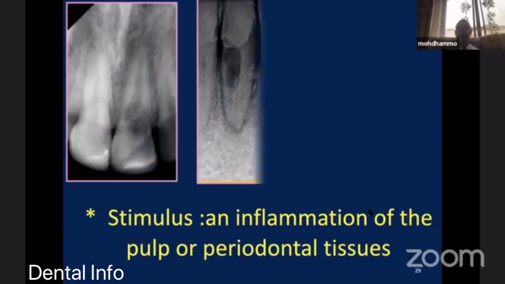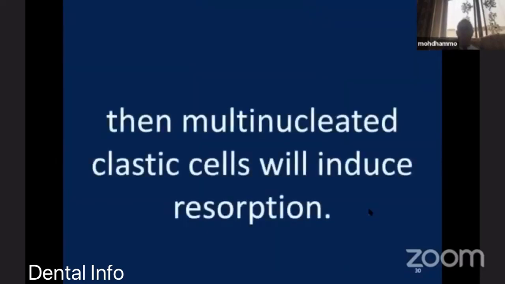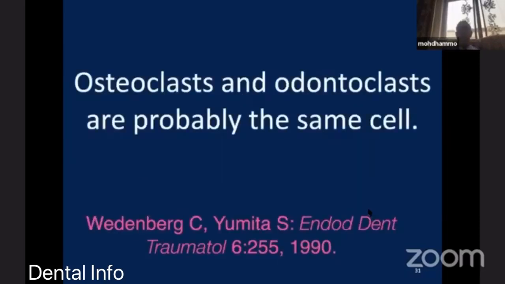So here we have resorption, and that resorption occurred due to, first, loss or alteration of the protective layer, pre-dentin and pre-cementum. Second, we have an inflammation or infection in the pulp or periodontal tissues. When this alteration happens in these layers, the clastic cells, which are multinucleated, will induce resorption. And we have two types of clastic cells, osteoclast and odontoclast. And they are probably the same.